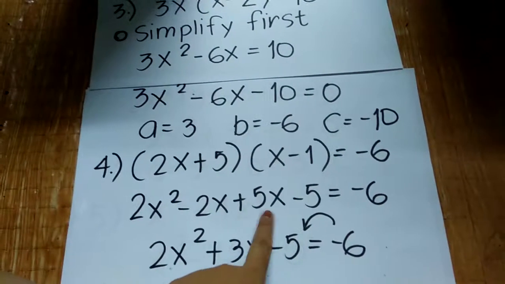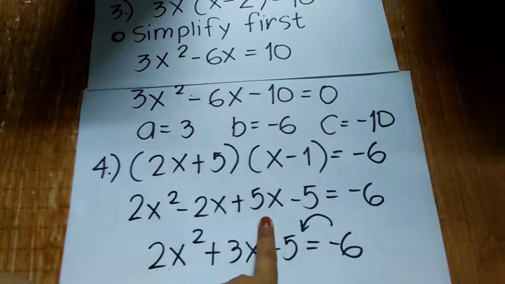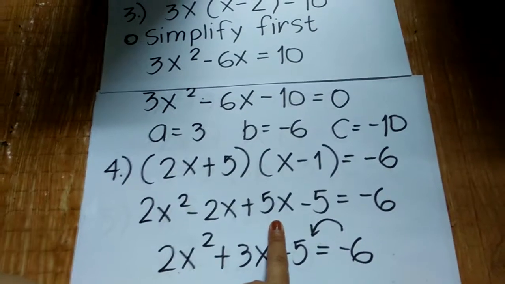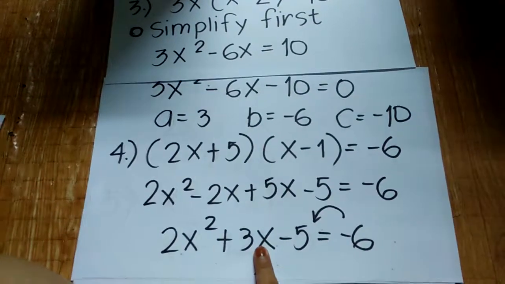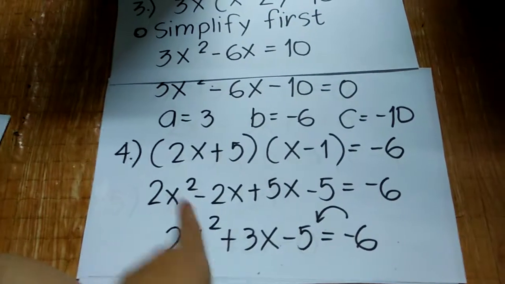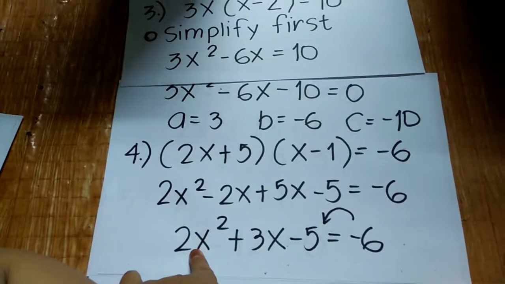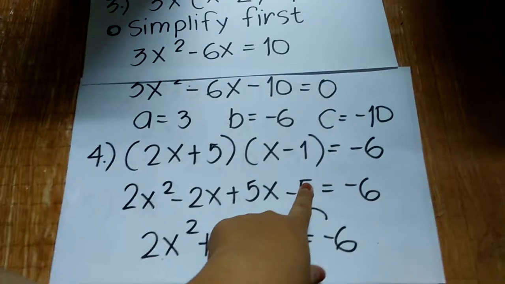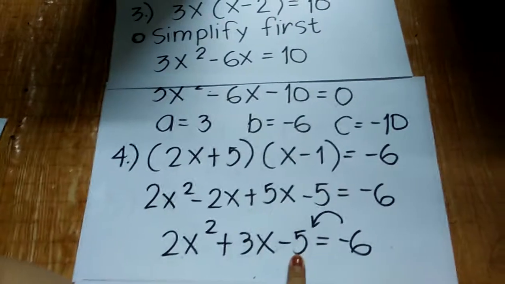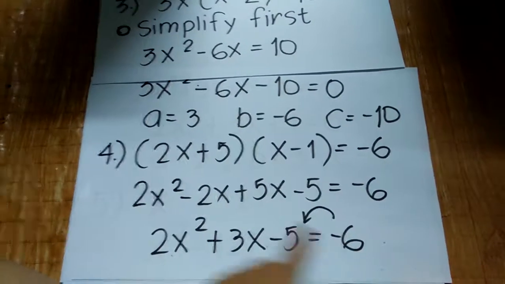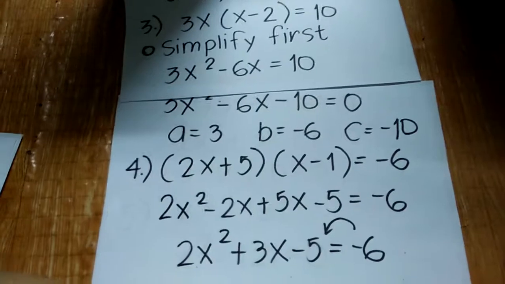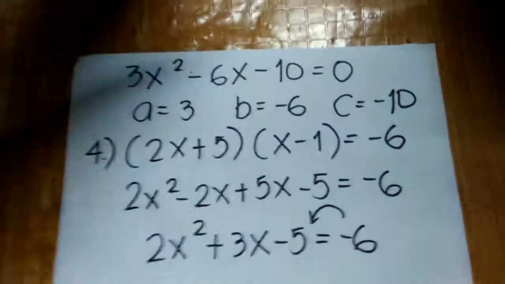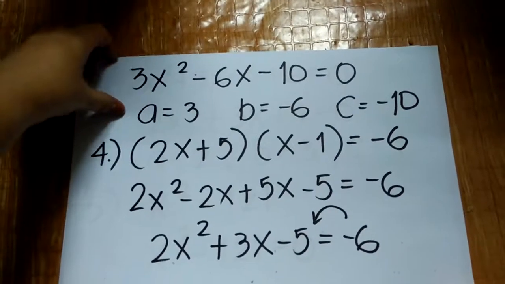2x, negative siya. Ito 5x, so hindi mo pwedeng ipag-add, minus, because of the rules of addition. Kaya naging positive 3x na siya. Okay, ito, just copy 2x squared. Si 5, negative 5, just copy. Is equals to negative 6. Naka-standard form na ba siya? Okay, hindi pa rin. Bakit? Kasi hindi siya naka-equal sa 0. So, tignan natin.